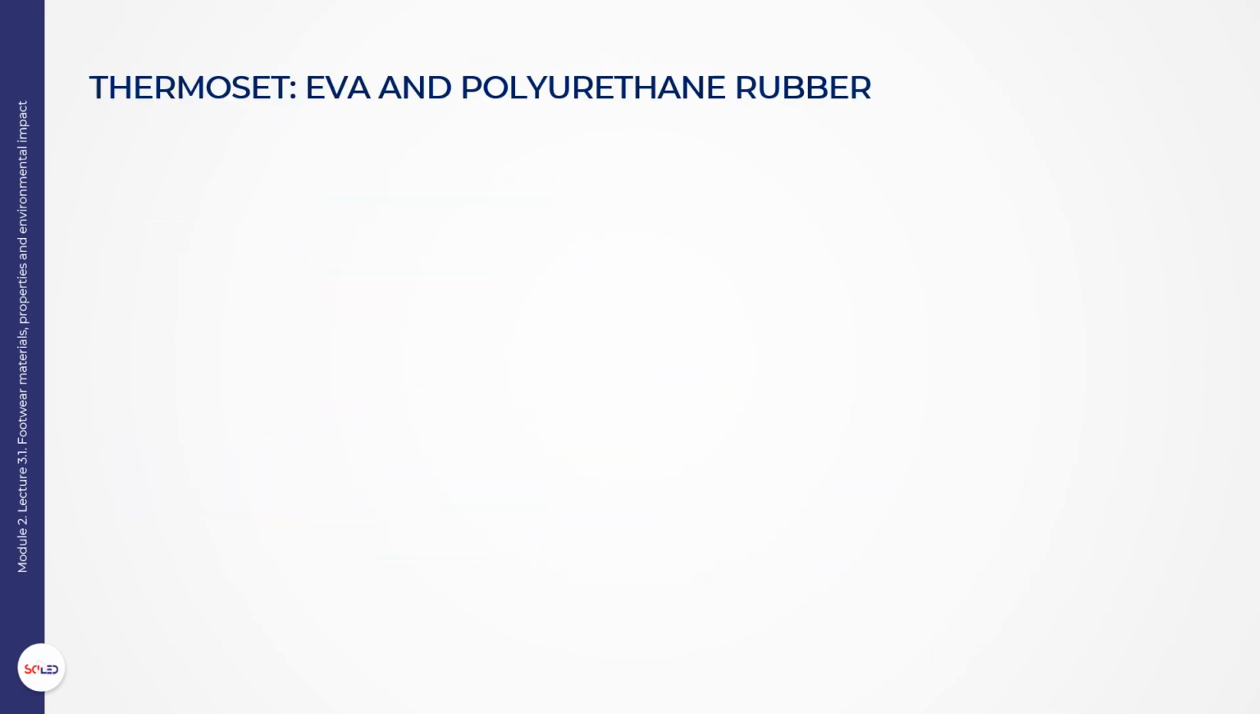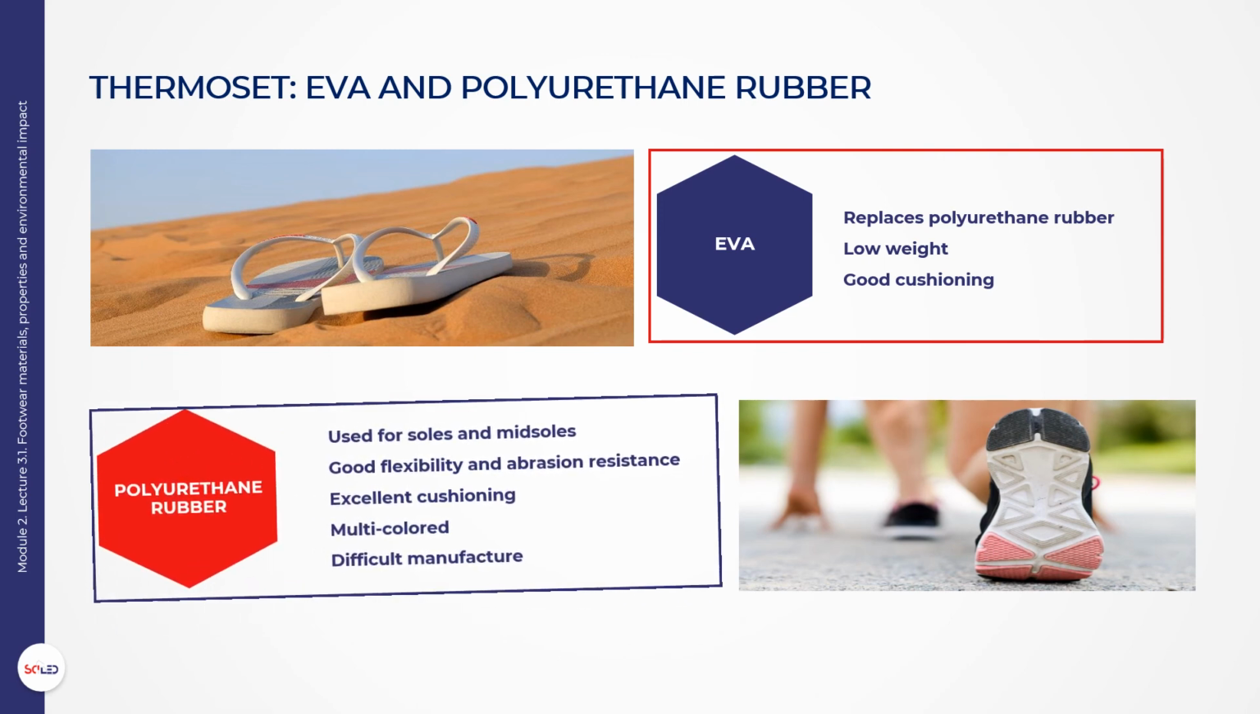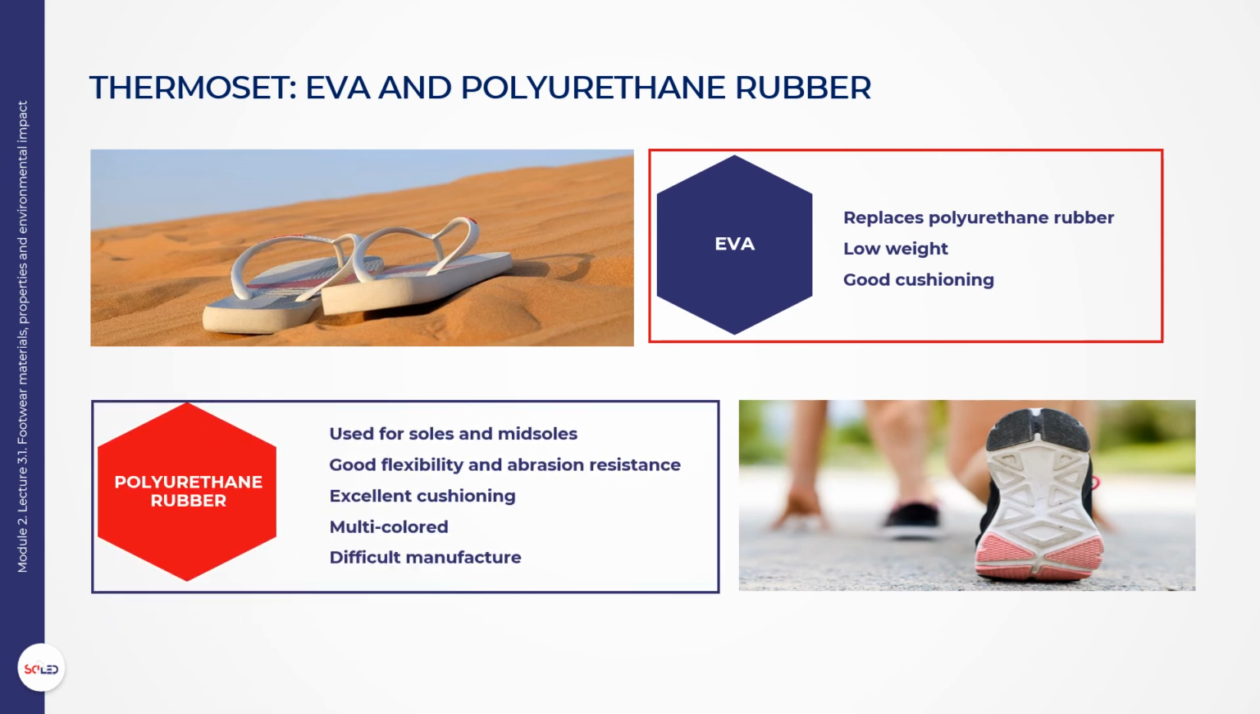Thermoset, EVA and polyurethane rubber. Polyurethane soles can be produced as lightweight rubber with excellent properties, such as good flexibility and abrasion resistance, good cushioning properties, the ability to manufacture in different colors, allowing them to meet the demands of fashion, and ease of molding with other materials. However, they are difficult to manufacture, since two liquids are involved in the process. There are blowing options that reach densities as low as 0.3 grams per cubic centimeter.